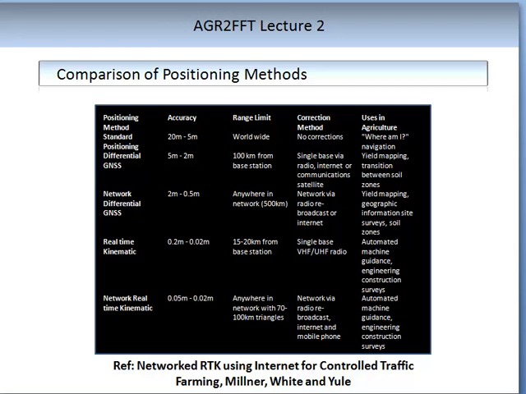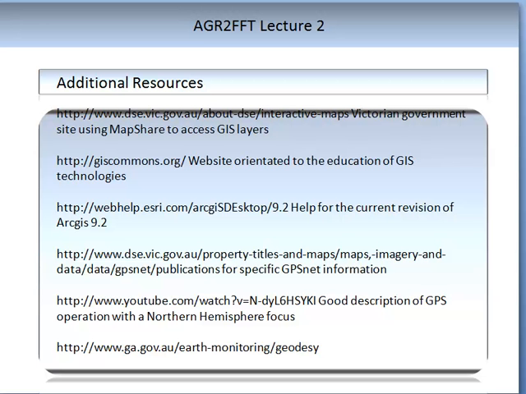They critique accuracy, range limit, correction method, and how they are used in agriculture. Please spend some time studying this table. If there is any component of this lecture that you have not understood, you may wish to visit the following resources, and they may help you with your understanding. Please note, these resources are not essential, but only information to support what you have learned here.